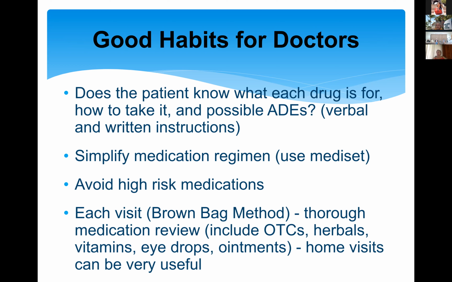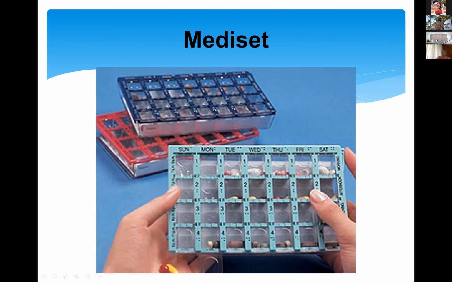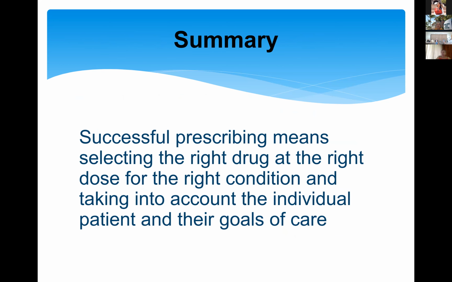And sometimes I find things that are really dangerous, like they have an antibiotic that they took 20 years ago and they still have saving the leftovers. And that can be really dangerous. And again, with their permission, I will get rid of those dangerous medications so nobody takes it by accident. So in summary then, successful prescribing means selecting the right drug at the right dose for the right condition and taking into account the individual patient and their own goals of care.